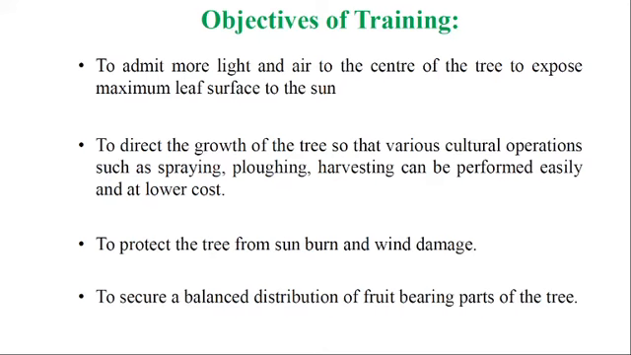The third objective is to protect the trees from sunburn and wind damage. Yes, to protect the trees from sunburn as well as wind damage. If the plants grow in any direction, they may suffer sunburn, or with high wind velocity, damage to the branches may take place. To avoid it, to protect it, training is done.